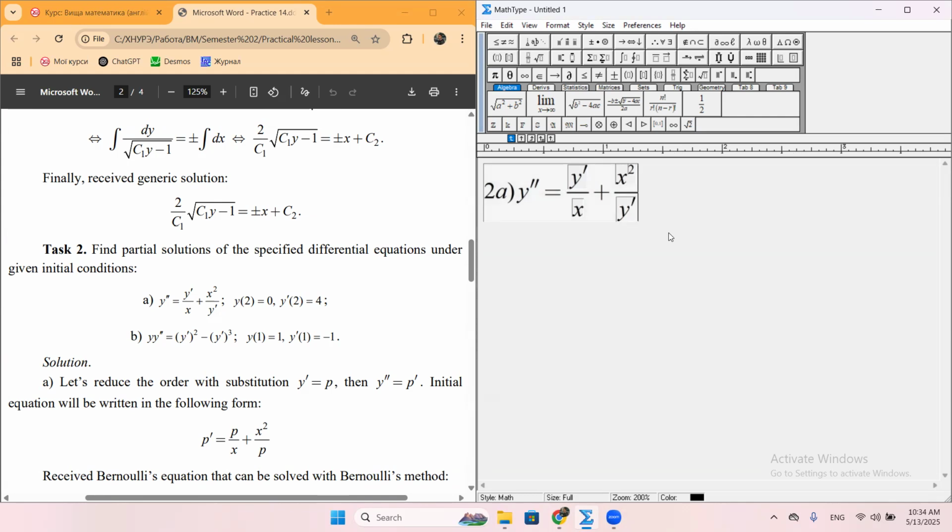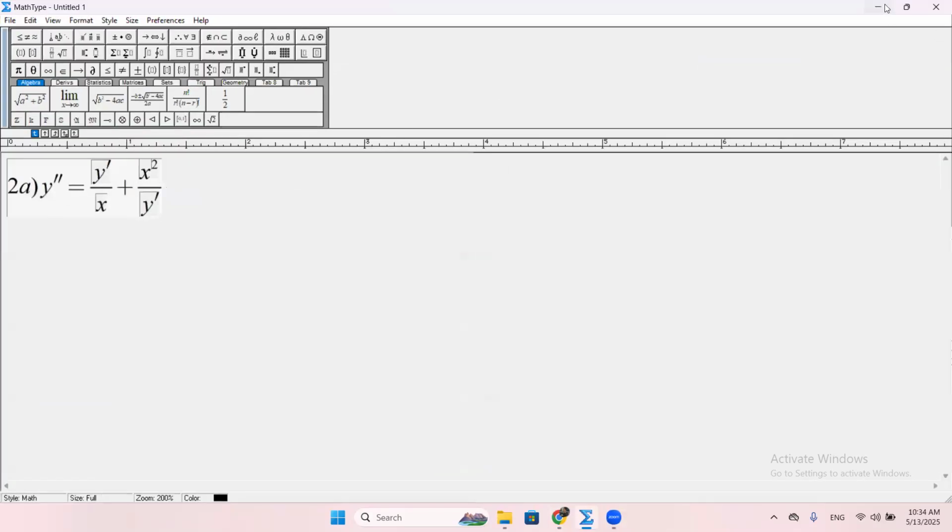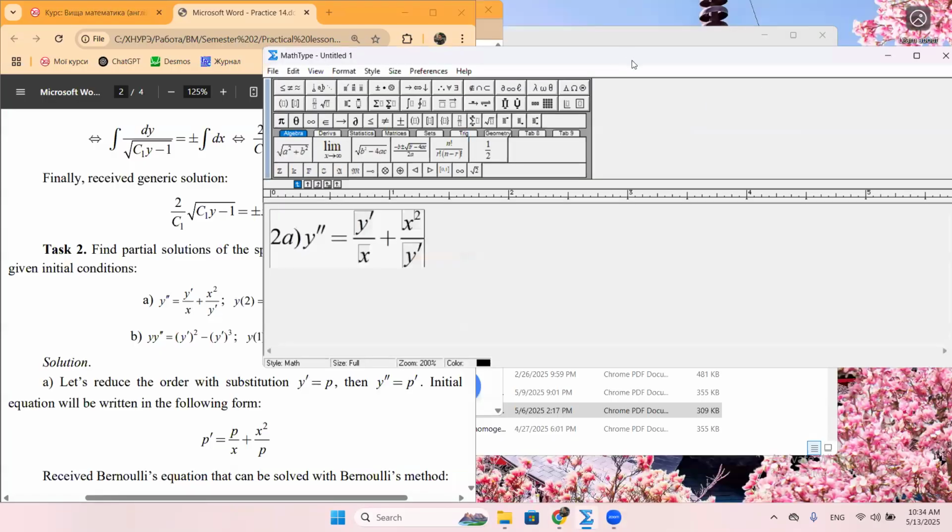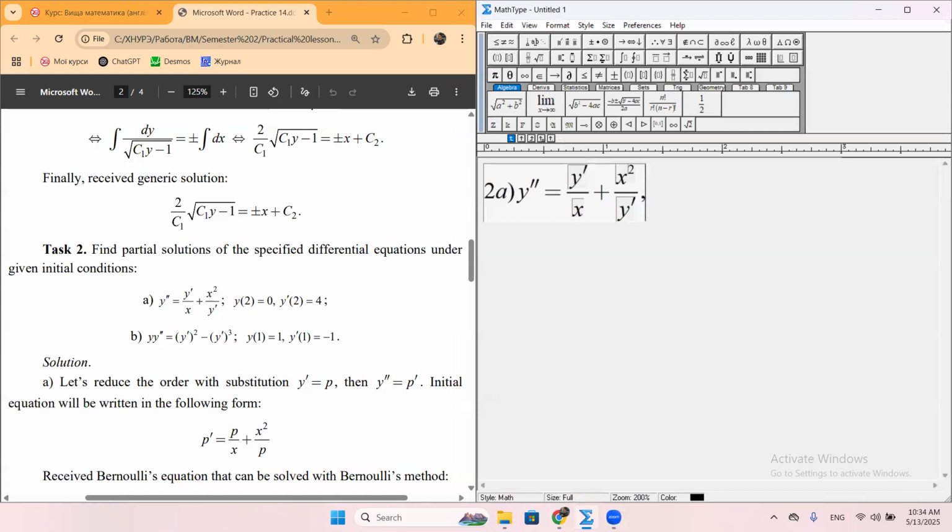So first of all, how can we actually solve this equation? By the way, what about the initial conditions? So y of 2 equals 0 and y prime of 2 equals 4.